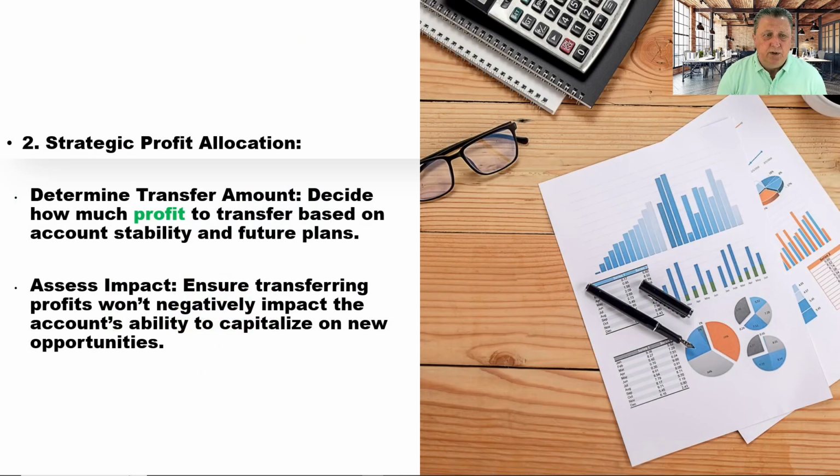So also the strategic profit allocation in here. This is one of the key points. You have to determine transfer amounts, so basically the profits that you are transferring out. You are grabbing your profits, you're setting up your accounts. And at the end of the day, you want to secure that profit also in case you are blowing your account.